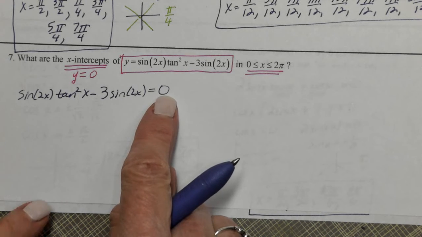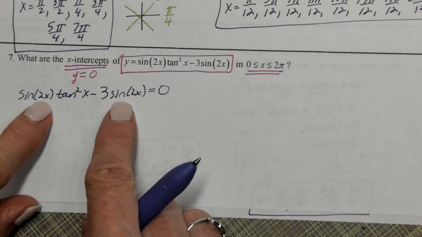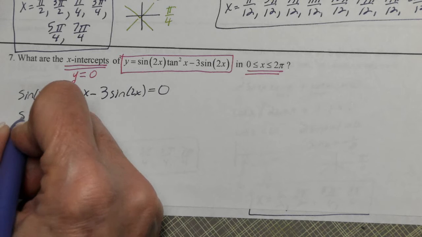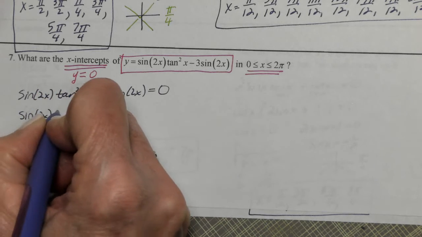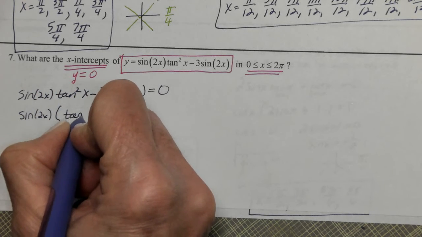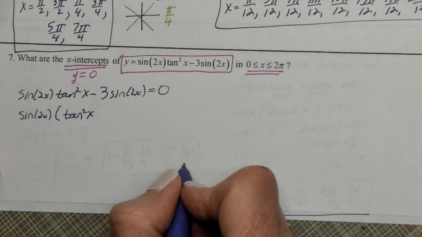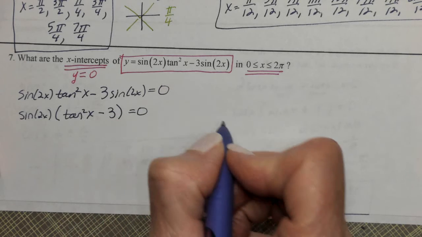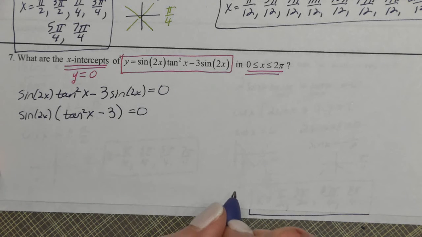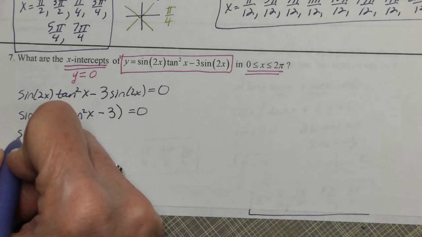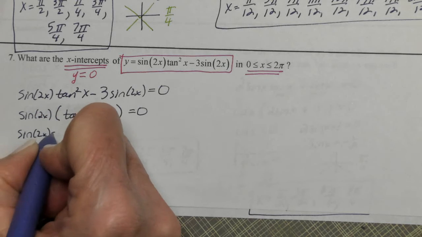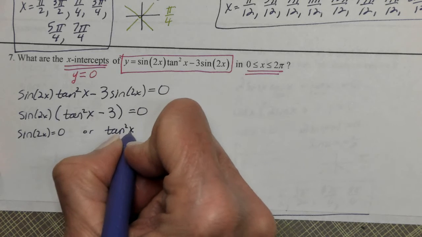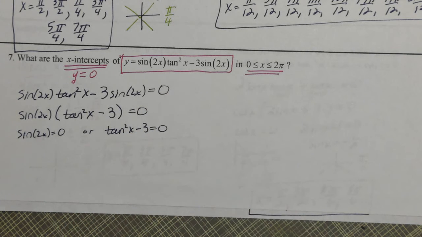I have 0 on one side, so I'm thinking factor, and I see that each of these has a common sine of 2x. So I'm taking out a sine of 2x. I'm left with tangent squared x from my first term and a minus 3 from my second term, and this is equal to 0. So this means that sine of 2x is 0, or tangent squared x minus 3 is 0.